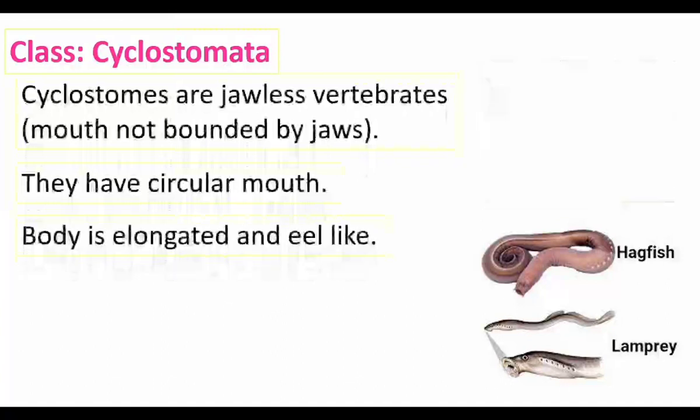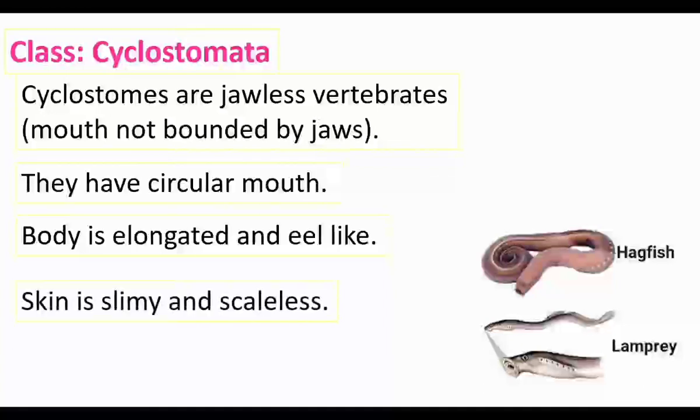The body is elongated and eel-like. Eel is a long fish. Cyclostomata animals look like eel fish. The body is slimy and there is no scale on the body. You know what are scales? Scales are found on the surface of fishes. But these animals have slimy body. Body is not covered by scales.